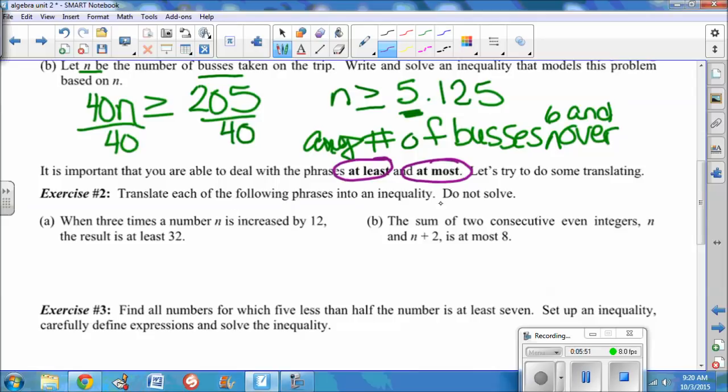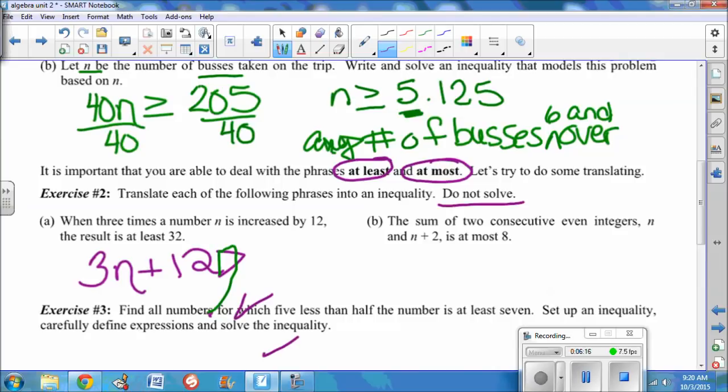We're just going to translate, but they're saying do not solve. 3 times a number is increased by 12. The result is at least, greater than or equal to 32. I'm going to pause this and see if I can get a handle on what's going on with my stylus.